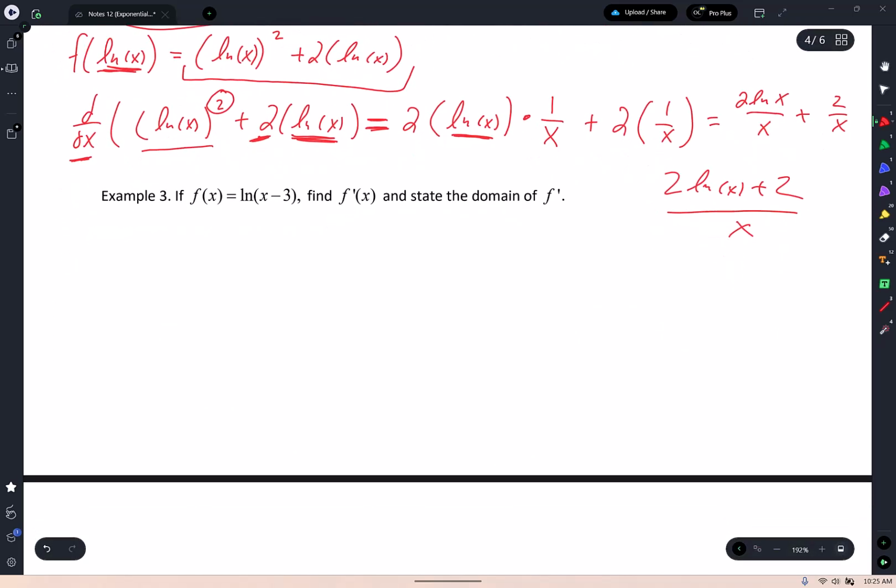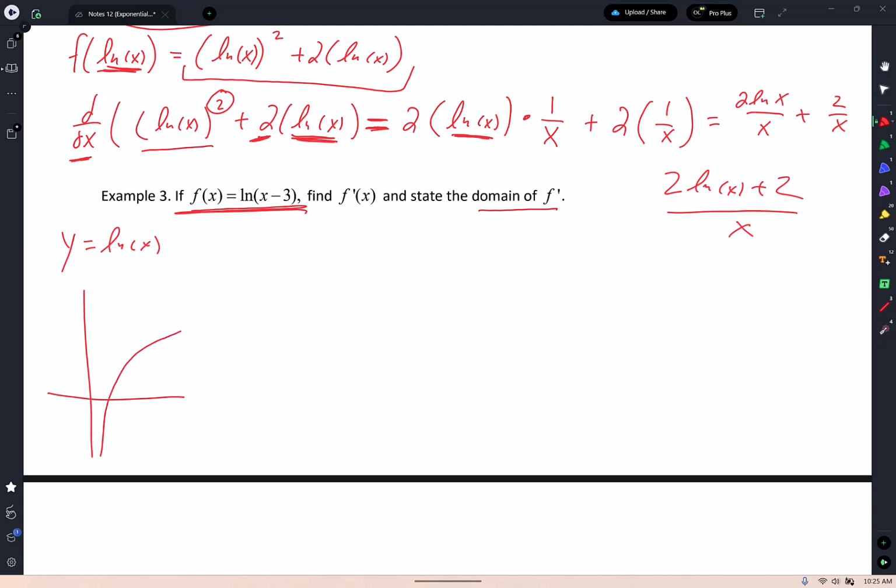Here we go. A little bit of algebra 2. Before we even start the derivative, let's state the domain of f prime. The domain of f prime is the same as the domain of f. So hopefully everyone knows, and it's okay if you don't, the ln of x looks like this, guys. y equals ln of x. It looks like this, where it goes through the point (1, 0), and you have a vertical asymptote at x equals 0. The domain of this function is all values larger than 0.